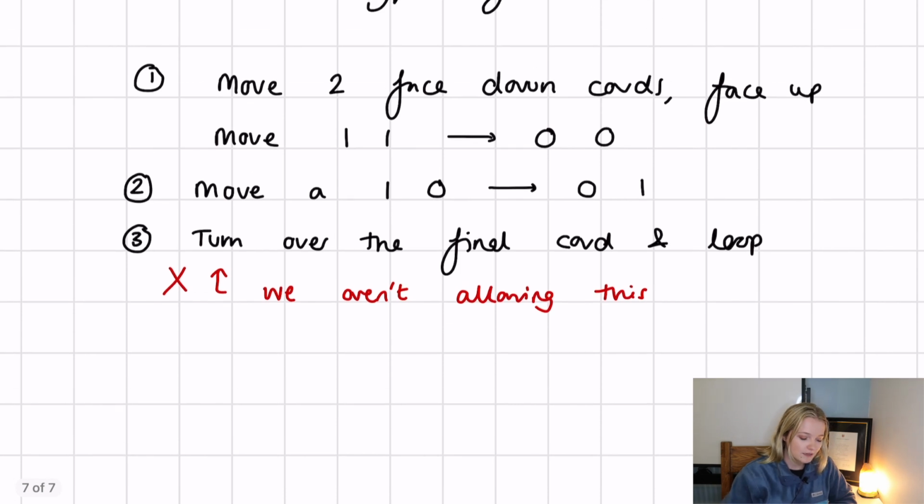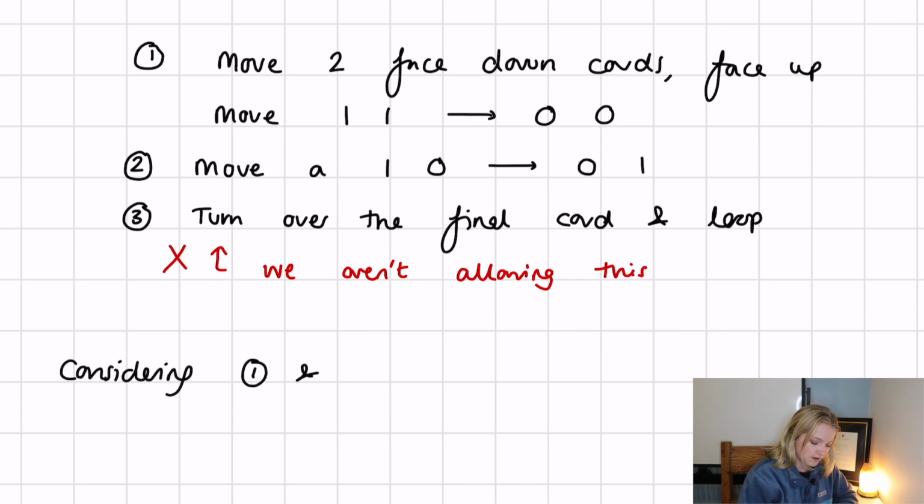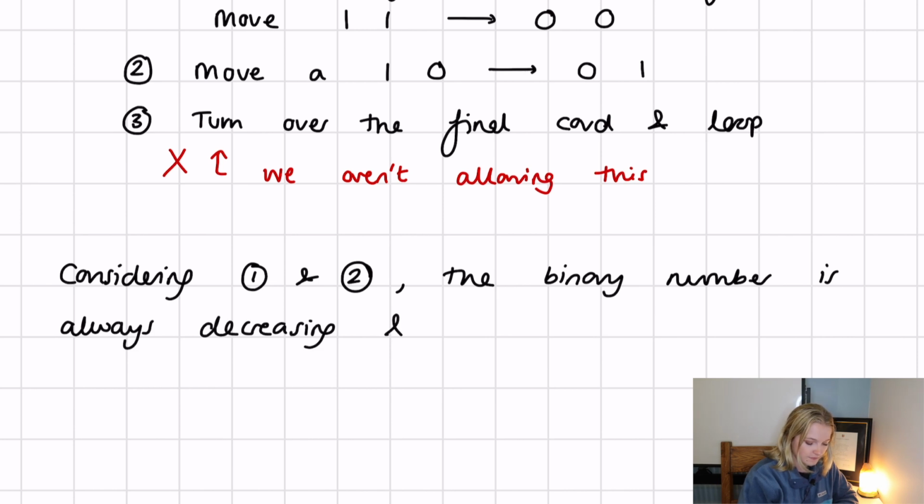So essentially what's happening is, with the first two moves, and starting from a very large number in binary, the all ones, when you then make your moves, you're always decreasing this binary number, and therefore eventually you are continually decreasing this sequence until it terminates. So considering moves 1 and 2, the binary number is always decreasing and therefore must terminate.